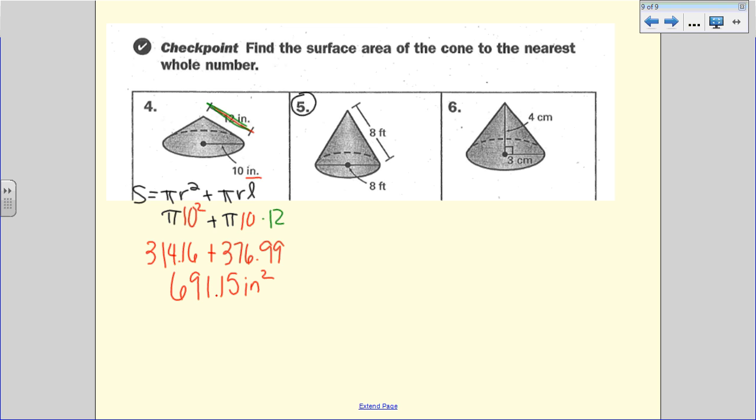You guys are going to do 5 and 6 now, and then we're going to check in class. What you need to keep in mind is that for number 6, notice we don't have the slant height, so you need to get what L is equal to, and hopefully you figured out by now that the only way to do that is with the Pythagorean theorem. So you're going to do that first, and then substitute it into your formula.